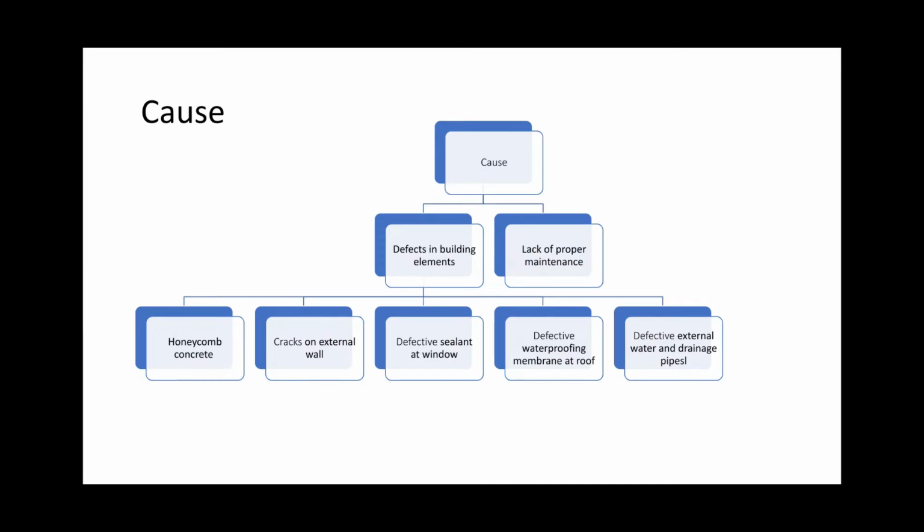Water seepage is mainly caused by defects of the building and lack of proper maintenance, such as cracks on the external wall, honeycomb concrete, defective sealant at windows, defective waterproofing membrane at the roof, and defective external water and drainage pipes. It depends on the defects on different elements of the building. Water seepage may occur in different positions, such as window, roof, and wall.